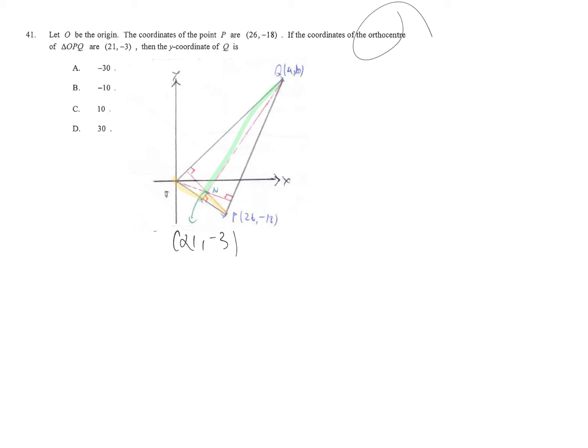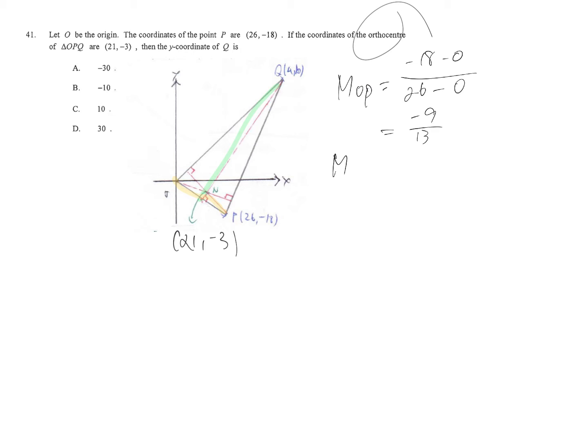Let's find the slope of OP. Slope of OP is y2 minus y1 over x2 minus x1. We successfully find the slope of OP. So now we can make a conclusion that the product of the slopes of OP and QN should be equal to -1 because they are perpendicular.